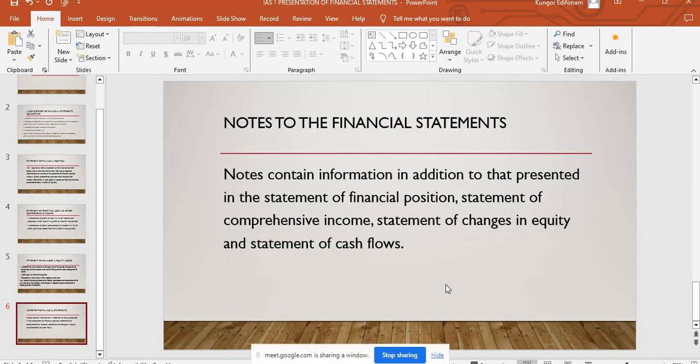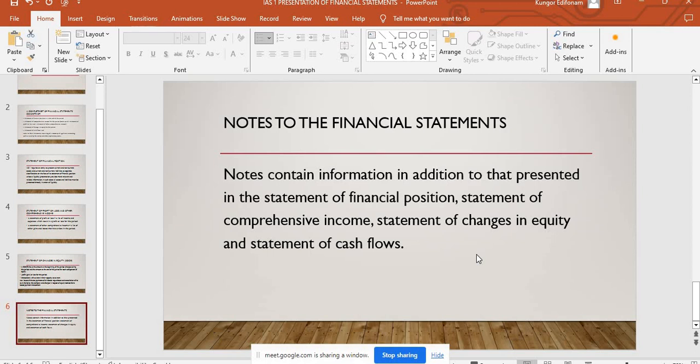All right. So as I was saying, not every piece of information will enter the statement of financial position, cash flow, equity, and also the statement of profit or loss. Due to that, the IAS standard also provides that we publish a note. That will talk about other information that is not included in the statement of financial position, cash flow, and other statements.